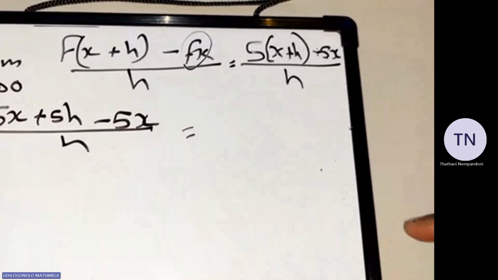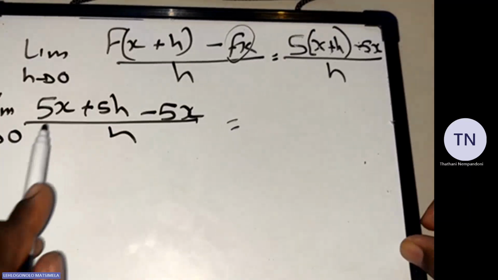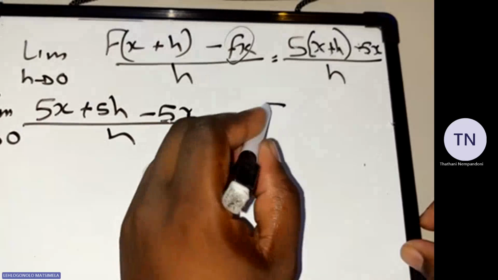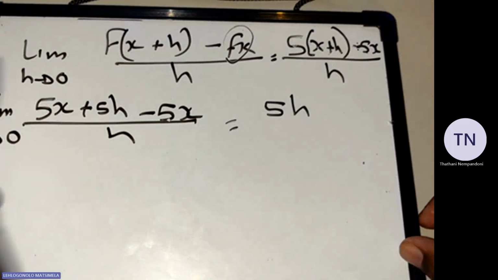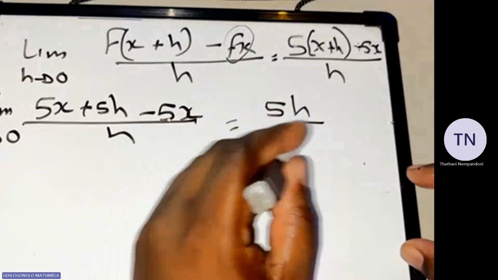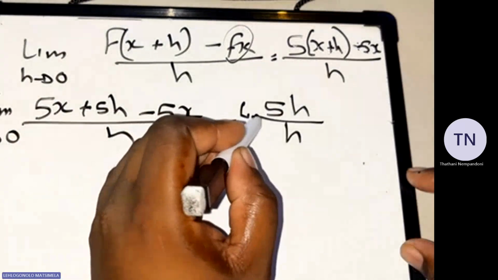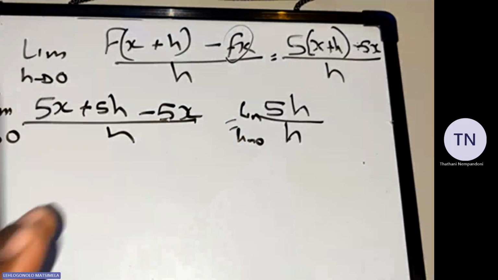And then now we simplify. When we simplify, group the like terms as far as possible. Now we're having 5x minus 5x, which will give us 0, which means at the numerator, we will have 5h, then divided by h. You see now? And don't forget that limit h is to 0. When we put 0 here, the answer will be 0.